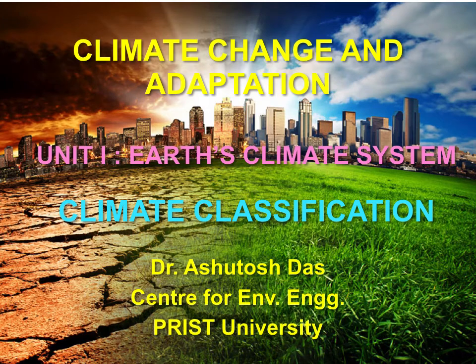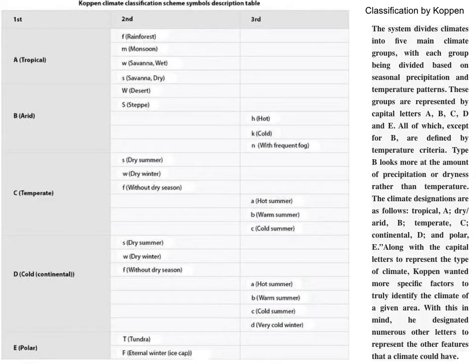Welcome to the second module of the first unit of Climate Change and Adaptations as a climatic system. Here we are going to discuss climate classifications. There are different classification systems available. The one we are going to most commonly utilize is Köppen's classification system.